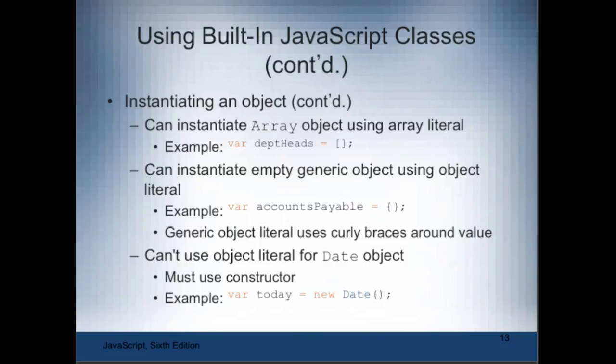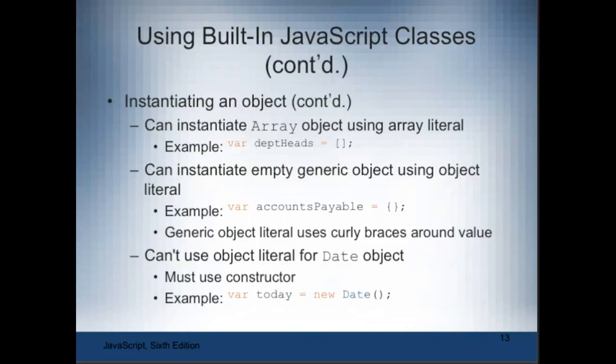Unlike the math object, other objects require you to instantiate a new object before you can use them. There are two different ways to create a new object, using the object's constructor or using a literal. For instance, as you learned in Chapter 3, arrays are represented in JavaScript by the array object. The following statement shows an example of how to instantiate an empty array named departmentHeads using an array literal. var departmentHeads equals, and then an opening and closing pair of square brackets.